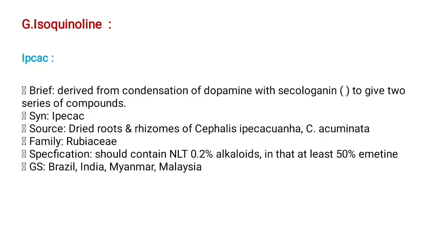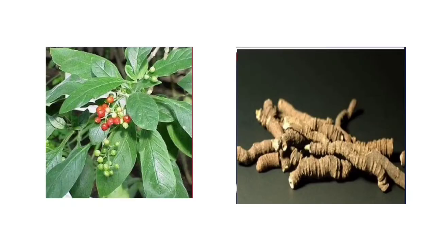Next drug is isoquinoline, ipecac. Brief: derived from the condensation of dopamine with secologanin to give two series of compounds. Synonym is ipecac. Source: dried root and rhizomes of Cephaelis ipecacuanha and C. acuminata, family Rubiaceae. Specification: should contain NLT 0.2% alkaloid, in that at least 50% emetine. Geographical source: Brazil, India, Myanmar and Malaysia. These are the photos of ipecac.